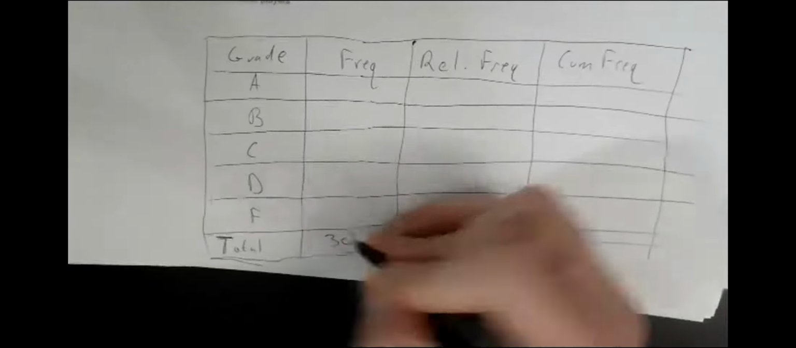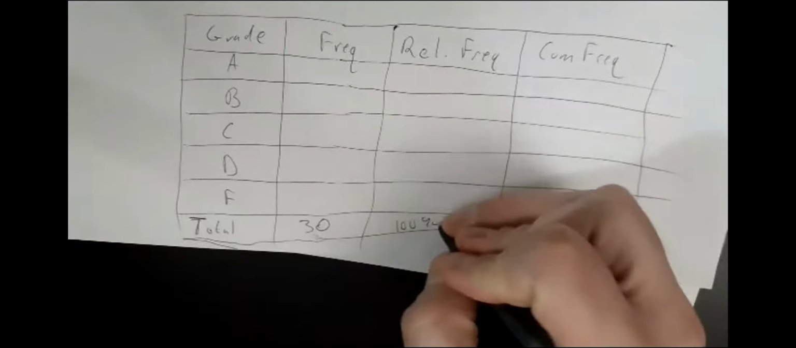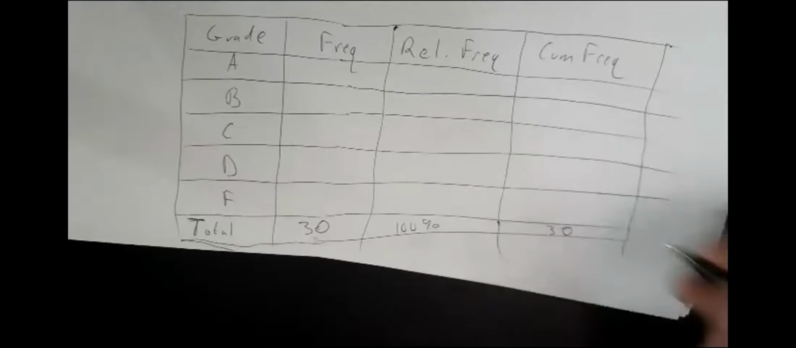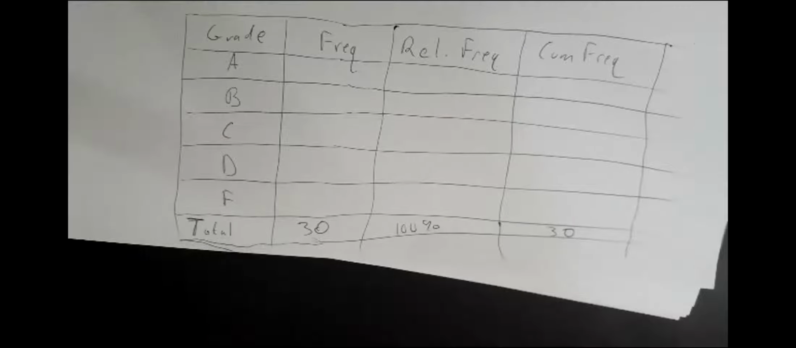30 students. So 30 would be the total frequency. The total relative frequency, what is that going to be? 100% or 1. Yeah, that's the 100%. And then cumulative frequency, 30 again.